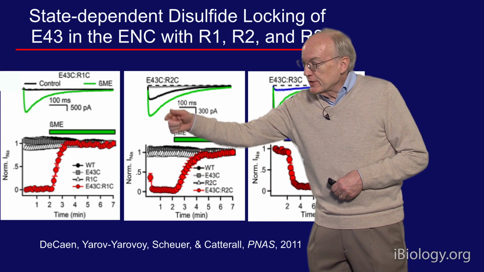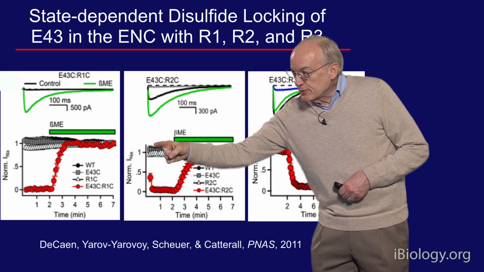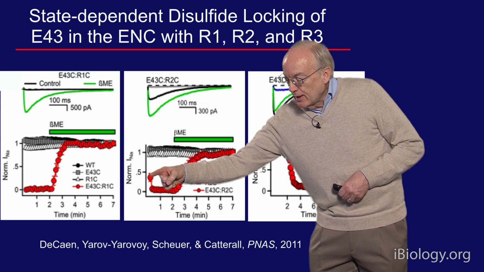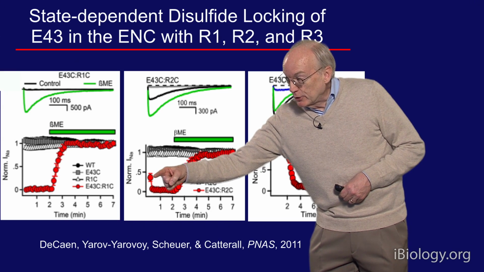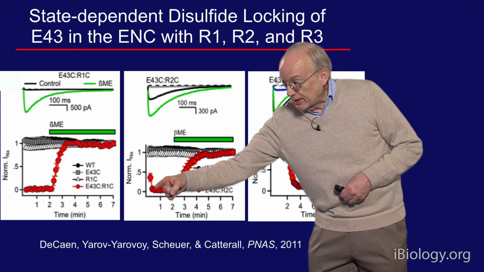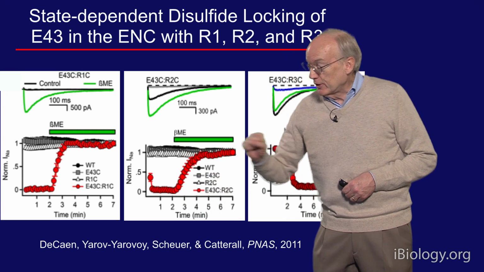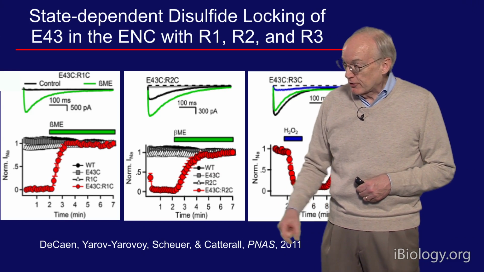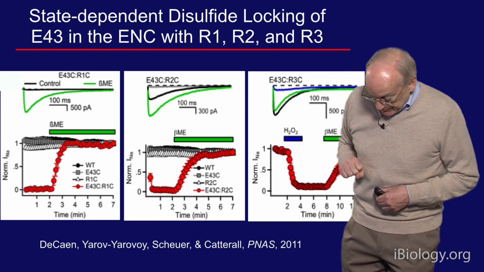In the center, we've done the same thing with the gating charge R2. So R2 is partially interacting with E43 in the resting state. When we stimulate the cells and put them into the activated state, we lose that sodium current that we started with. And then as we perfuse in the beta-mercaptoethanol, the sodium current returns. So these results say that R2 is partially interacting with E43 in the resting state, but not fully.